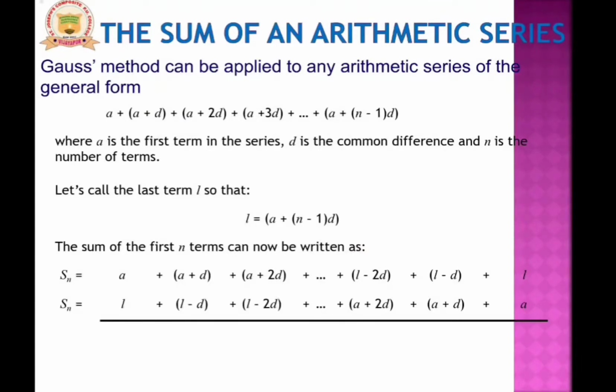Now I am going to write this equation Sn in reverse order. Here I am going to write first the last term, next the last second term, next the last third term, so on, a plus 2d, a plus d, plus a, where a is the first term. So here I have written this equation in reverse order. Now I am going to add these two equations.